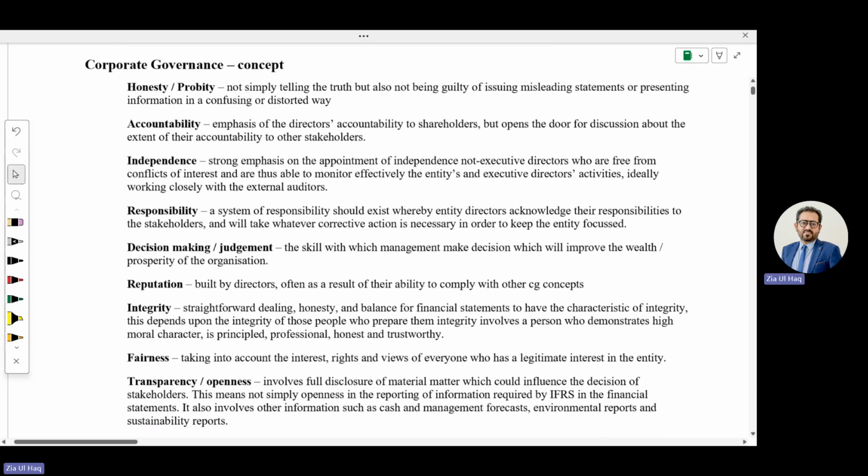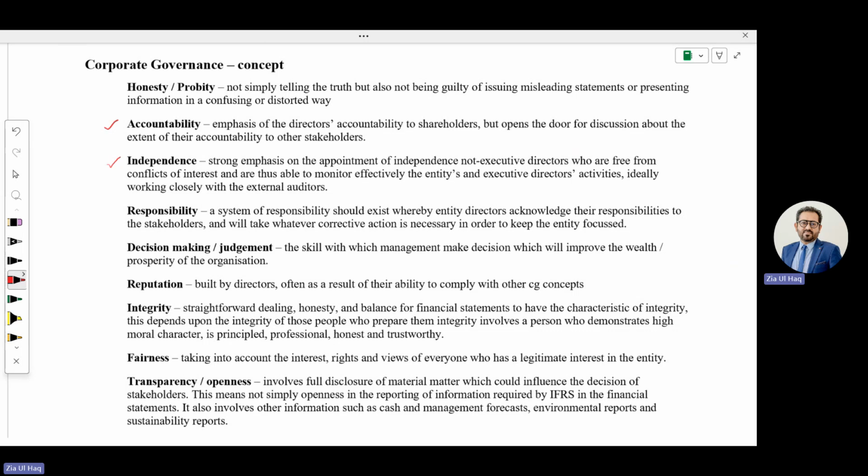What is meant by honesty? Straightforward, telling the truth, not being involved in passing a wrong statement, meaning directors should be honest. What is meant by accountability? Answerability, meaning directors are answerable regarding every decision they make towards their shareholders. Independence without any pressure, meaning company management needs to make decisions independently.